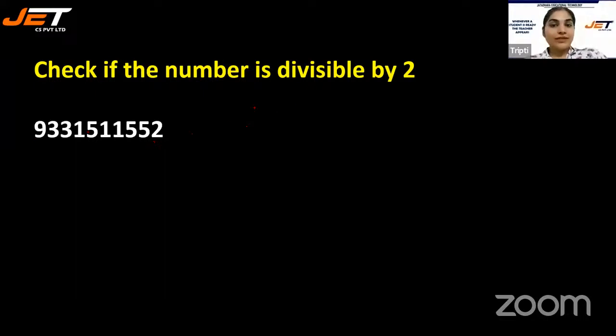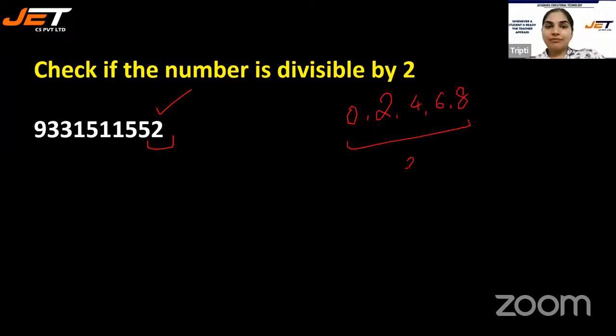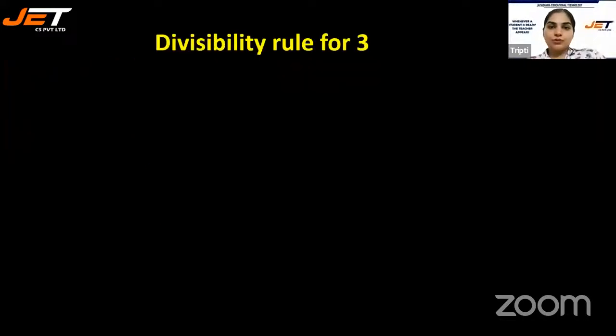This, is it divisible by 2? Yeah, of course. We can see that the last digit is even. Even numbers are the numbers that end with 0, 2, 4, 6, 8. All these numbers are even numbers. Okay. So that means this number is divisible by 2.